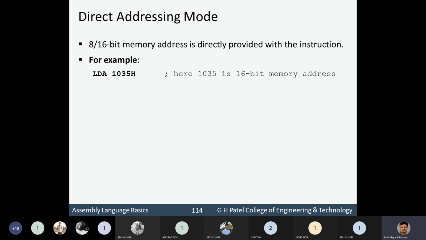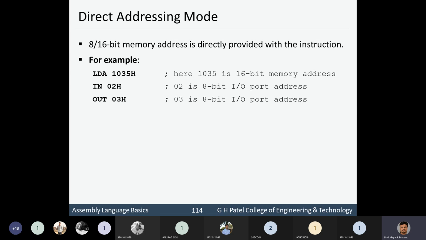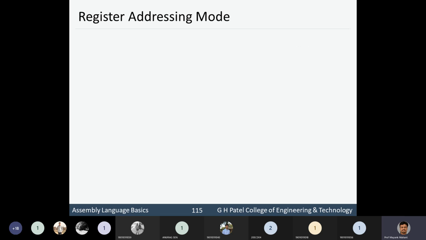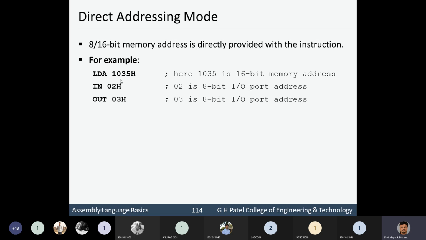The other we call the direct addressing mode. These are some examples of direct addressing mode. LDA 1035: you are directly pointing out the address, and whatever the content of 1035 is will be loaded into your accumulator. Here 1035 is a 16-bit memory address, so it is what we call a direct addressing mode. And these are the two I/O instructions that we talked about: IN 02 or OUT 03.